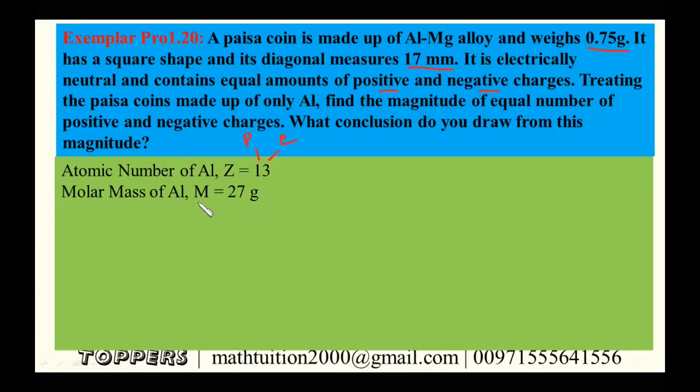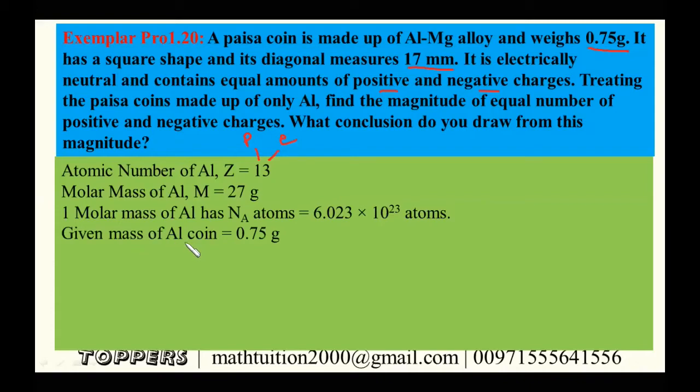So molar mass of aluminium, capital M, equal to 27 gram. It means atomic mass in gram is molar mass. Right? Aluminium's atomic mass, or mass number, is 27. One molar mass of aluminium has Avogadro number N_A atoms. That is 6.023 × 10²³ atoms. Given mass of aluminium coin is 0.75.